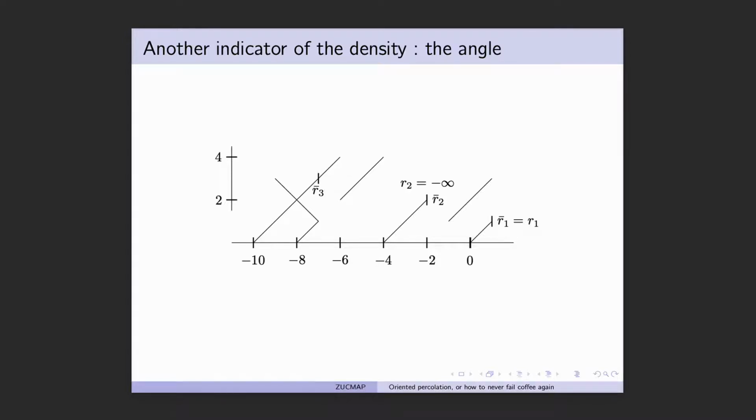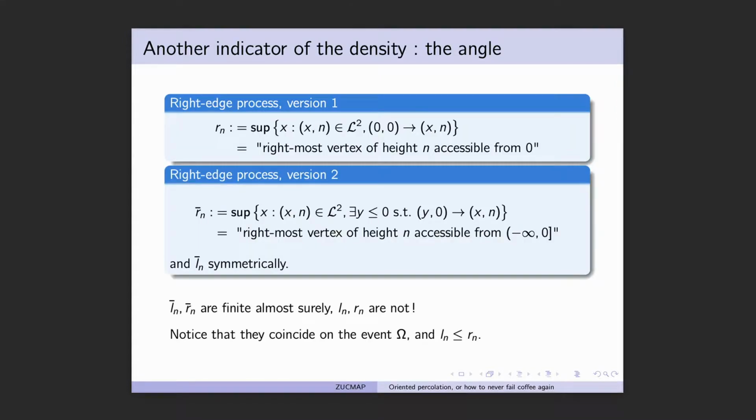These are two different objects, but in the end they are quite related, because when we look at the event omega, which is the event that I have an infinite path, so I start from 0 and can go to plus infinity, then it's quite easy to see that these R_n and R_n bar should be the same. Also we have the inequality that the leftmost accessible vertex should be smaller than the rightmost accessible vertex without the bars, which is pretty intuitive. But if we add the bars, then maybe this might not be the case.